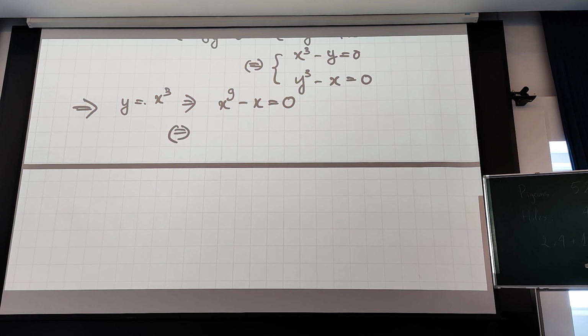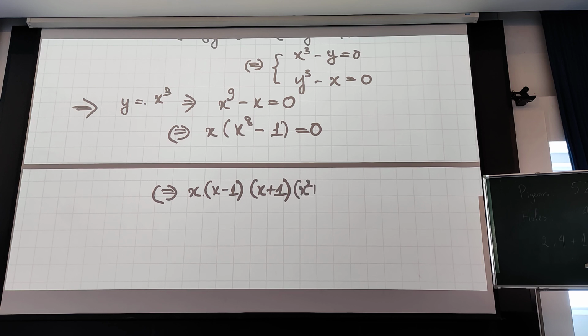So let's see. The first common factor is x. Then we have x to the power of 8 minus 1, equal to 0, right? Now, using some very famous identity from high school, you can easily factorize this as follows. So I only give you the final form of the factorization. Okay?